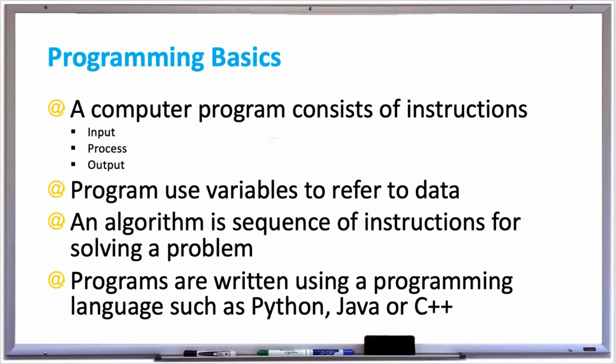And programs are written using high-level programming languages such as Python, Java, or C++. High-level means that it's easy to read for humans, and it gets translated or interpreted in a way that computers can understand it.